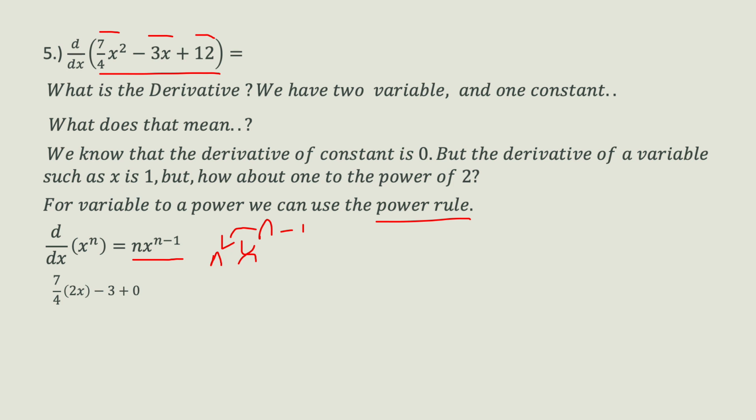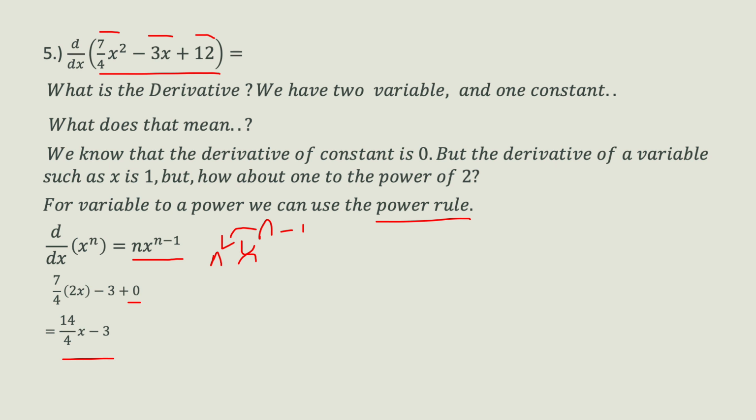Thus, for our value, we have 14 over 4x minus 3. That is the final answer. We also have the 12, and the derivative of 12 was 0, so that's why I didn't mention it. It was a constant. I figure you're keeping along with me. So we'll go on to the next one.